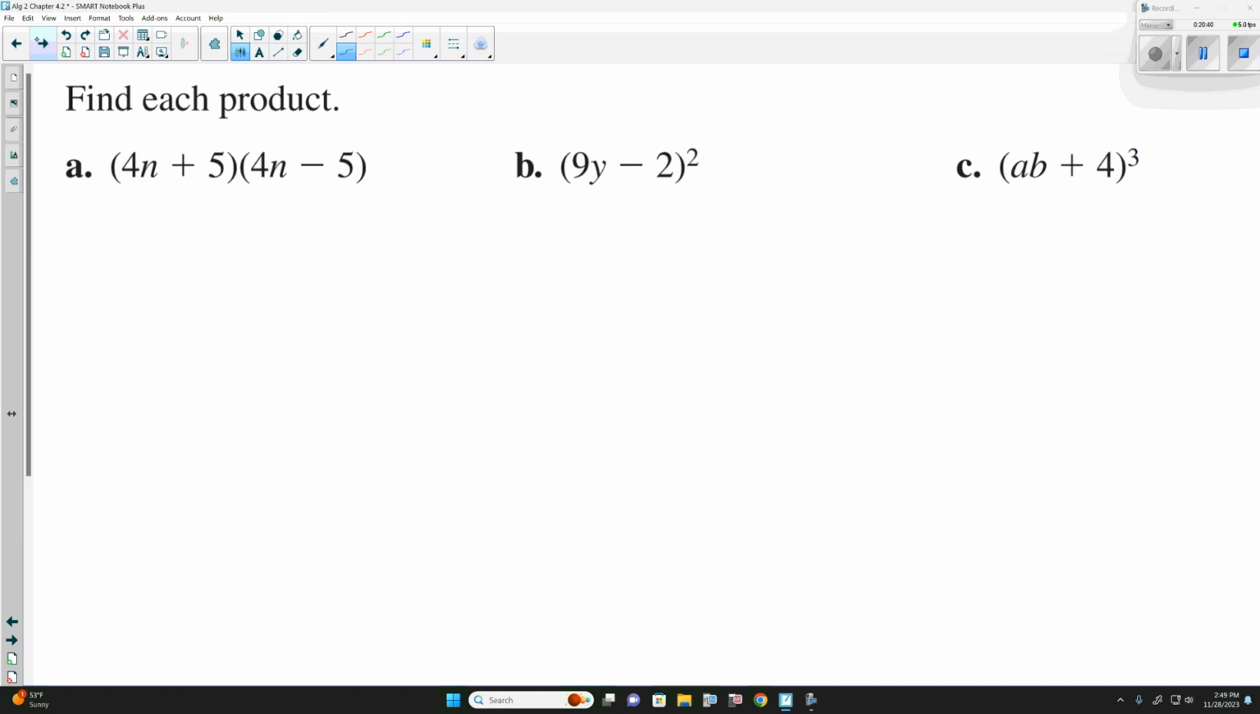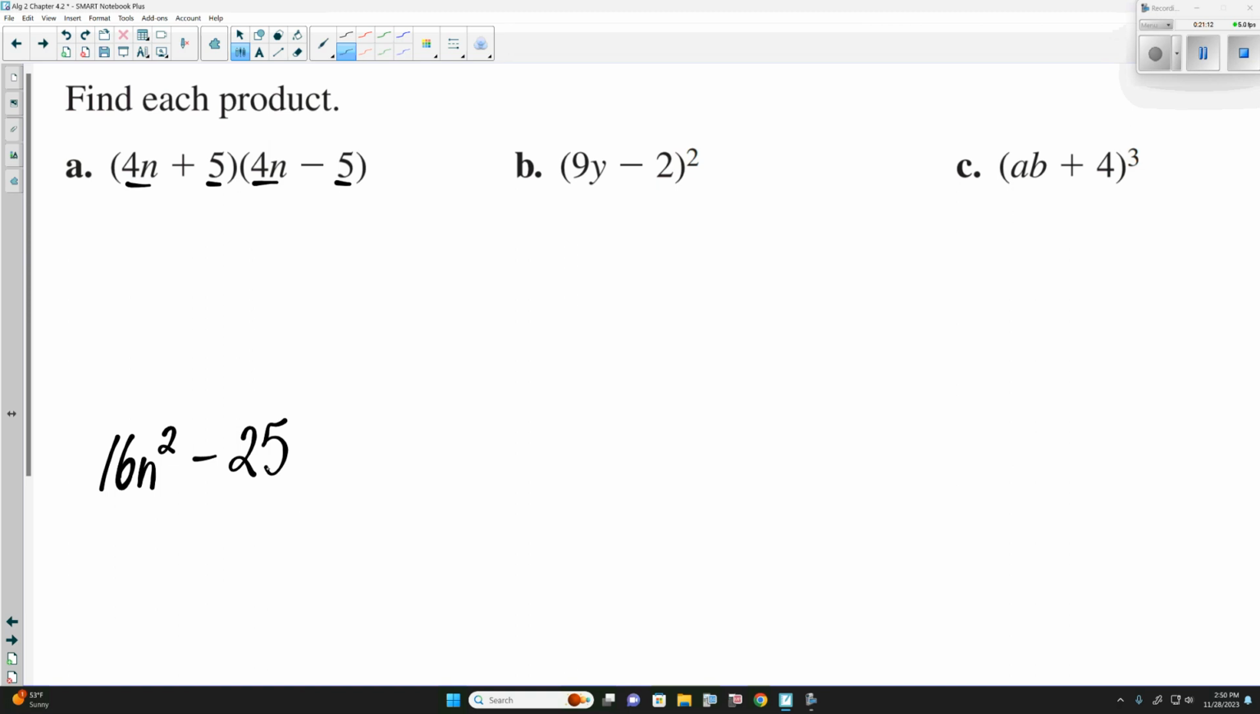So if we look at this first one, 4n plus 5 times 4n minus 5. Same set of numbers, but different sign. Well, according to that property we just had, we take the first term and square it, multiply by itself, which would be 16n squared, and subtract the second term squared, which is 25.